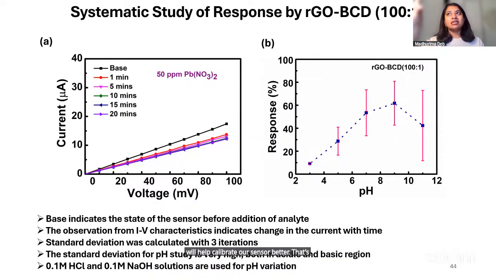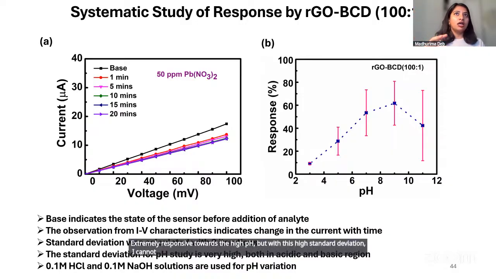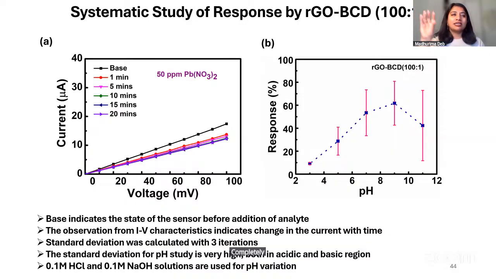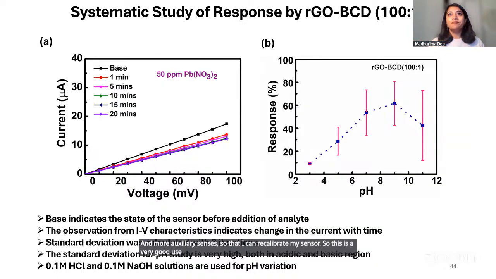That's why I think my sensor was extremely responsive towards the high pH, but with this high standard deviation, I cannot completely say that I can trust this. That's why I need more data and more auxiliary sensors so that I can recalibrate my sensor. So this is a very good use case, I would say.